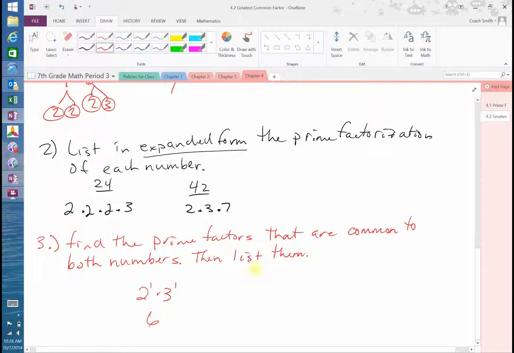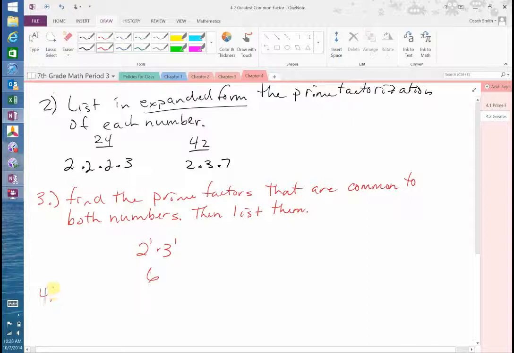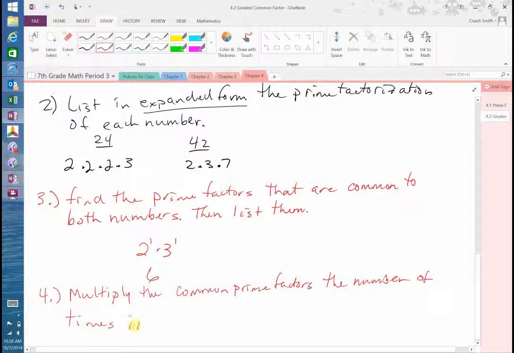So step 4 is multiply the common prime factors the number of times it is shared. Okay.